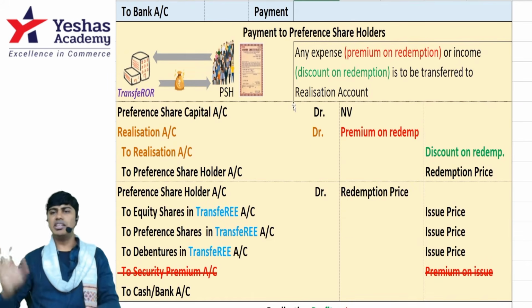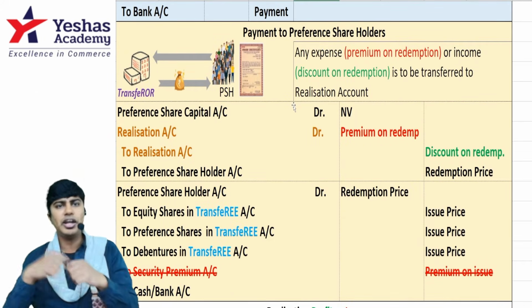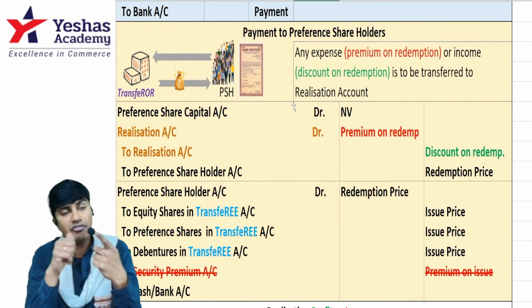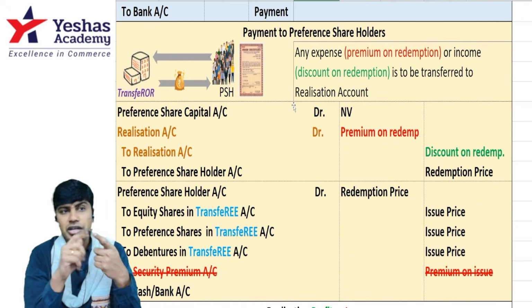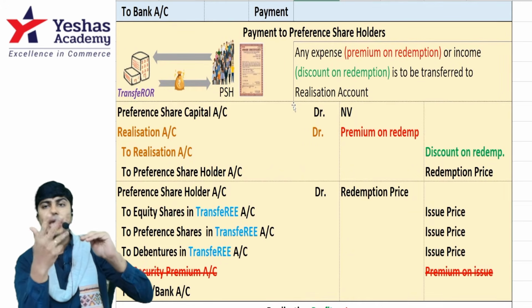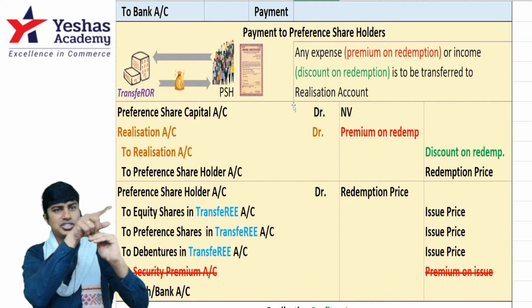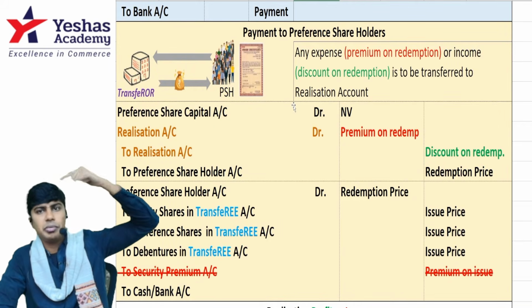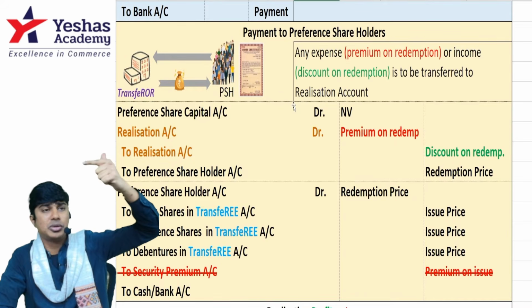Then, whatever money I've collected from there, I'll pay to my preference shareholders. First write the payable entry, then write the payment entry. Payable entry: preference share capital debit to preference shareholder. If you're paying premium, debit realization. If you're giving discount, credit realization. Preference share capital account debit, premium debited to realization account, credit to preference shareholder.